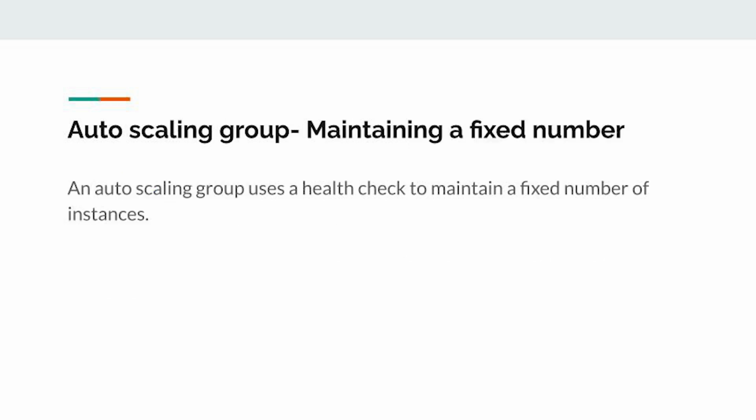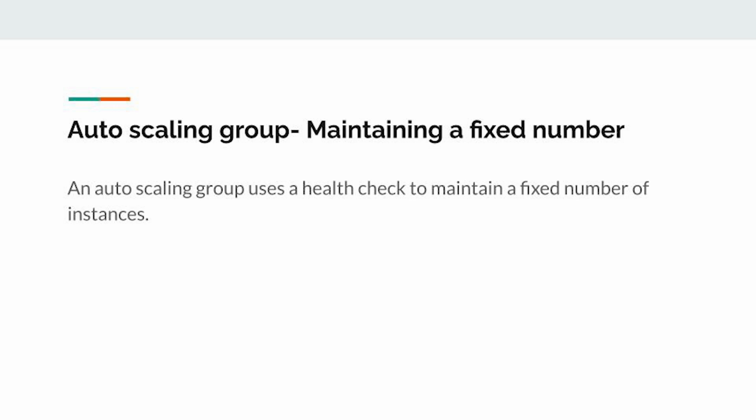Next topic, maintaining a fixed number of instances. Previously, I mentioned that an auto-scaling group has two purposes. Purpose 1, maintaining a fixed number of instances at the desired capacity. Purpose 2, scaling the desired capacity to match the demand.